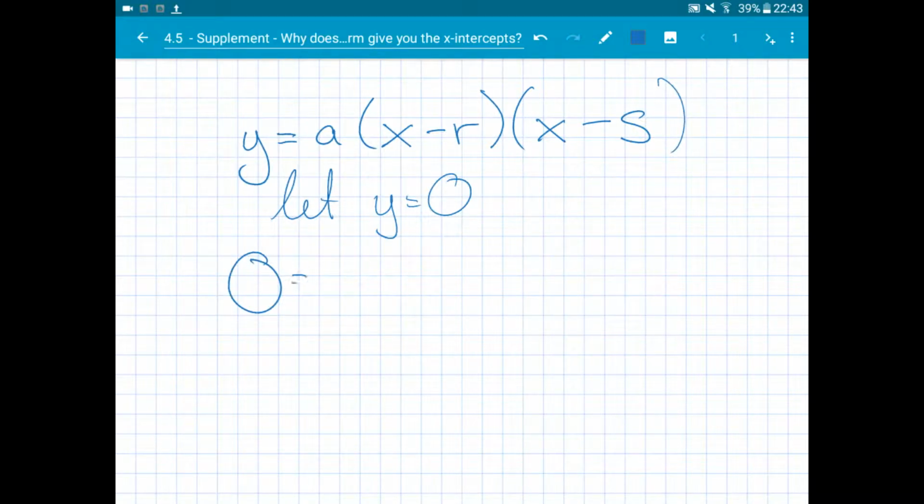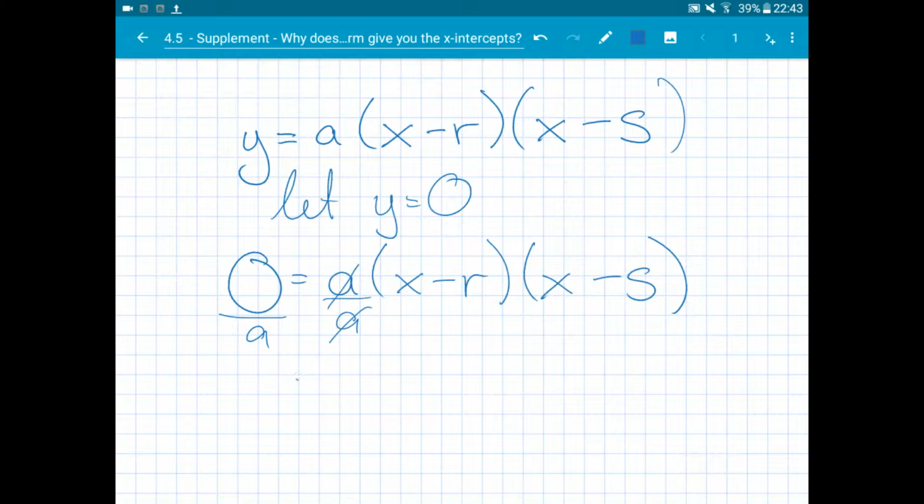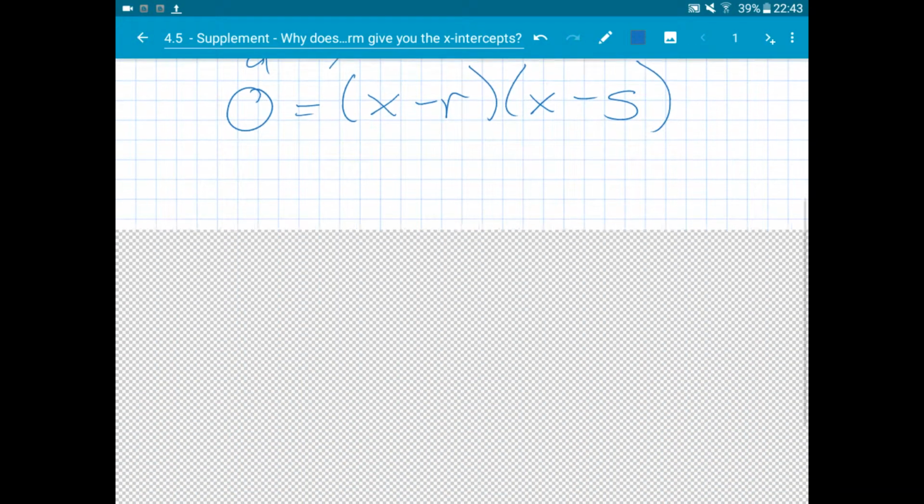So we have 0 equals a times (x minus r) times (x minus s). And now here's the part where a lot of people get a bit lost. The first thing we're going to do is divide both sides by a. A is not a factor here, right? A doesn't determine anything to do with the x-intercept, so it's not surprising that it cancels out when you divide it out from both sides. So you're left with this now.